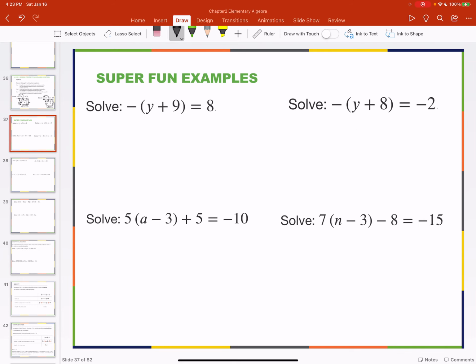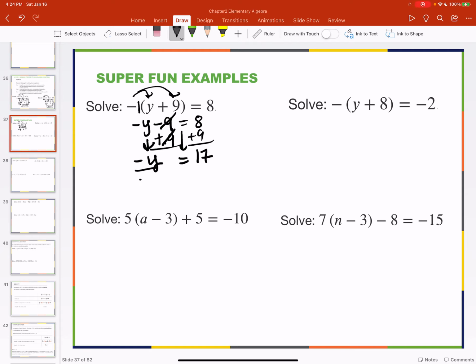Okay, so here we have negative parenthesis y plus 9 is equal to 8. Remember, this is equivalent to saying this is a negative 1. So we're going to distribute that. That's just going to make this a negative y minus 9 is equal to 8. So then to get y by itself, I'm going to add the 9 to both sides, right? That's going to cancel this out because that becomes 0. I'm bringing everything else down. So minus y, the equal sign, and then 8 plus 9 is 17.